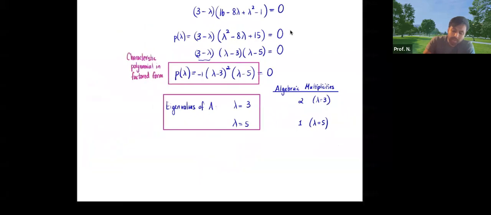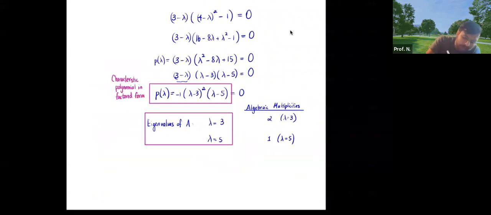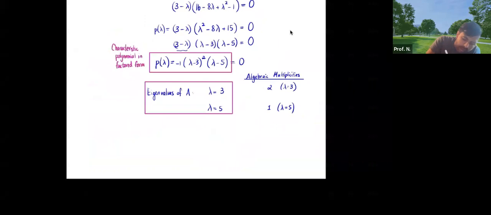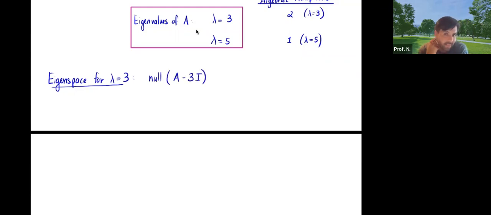Now, when we talk about geometric multiplicities, we have to figure out the dimension of the eigenspaces in relation to the eigenvalues. So I want to find the eigenspace for lambda equals 3. What does that mean? That means I'm looking for the null space of A minus 3I. That's what the eigenspace means, okay, guys? The eigenspace is the null space of A minus 3I. Remember, all of this comes from this very straightforward equation.